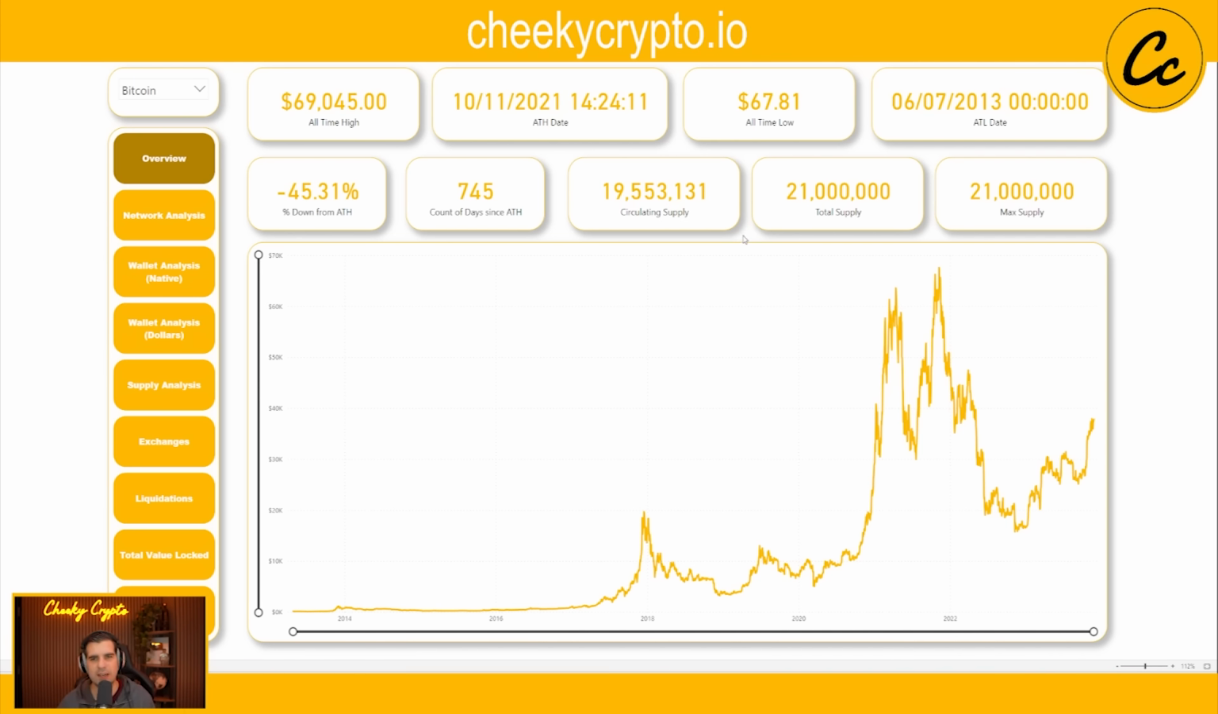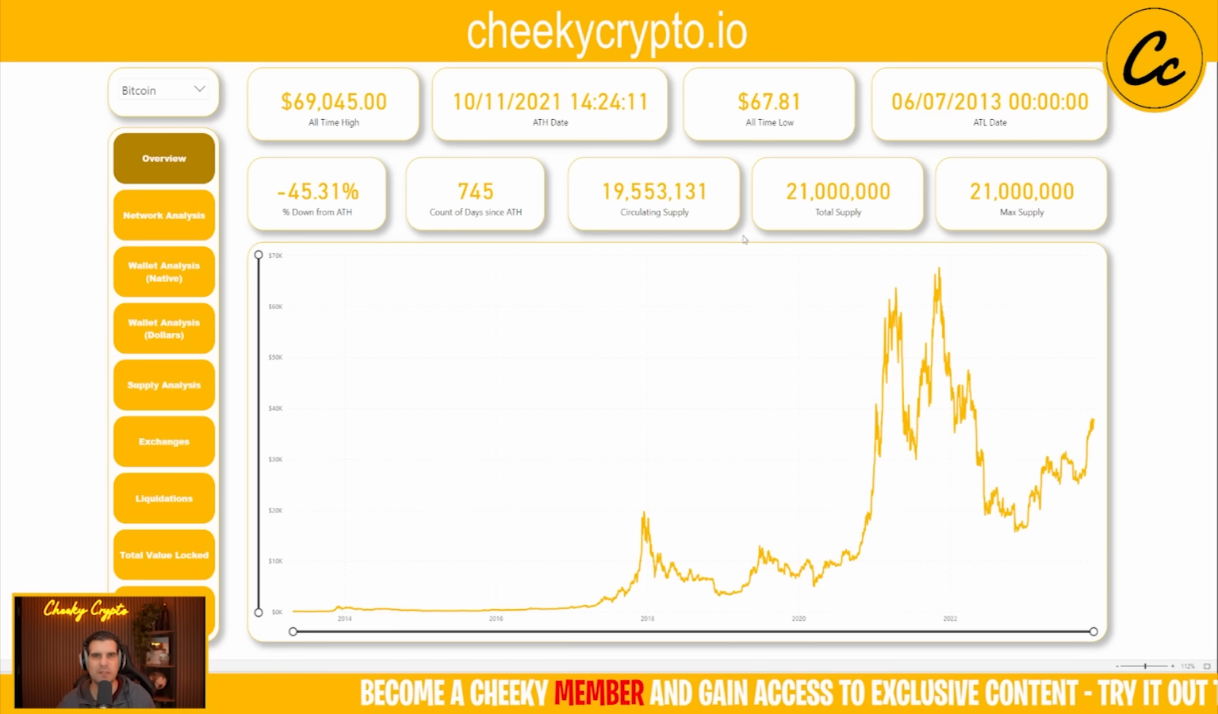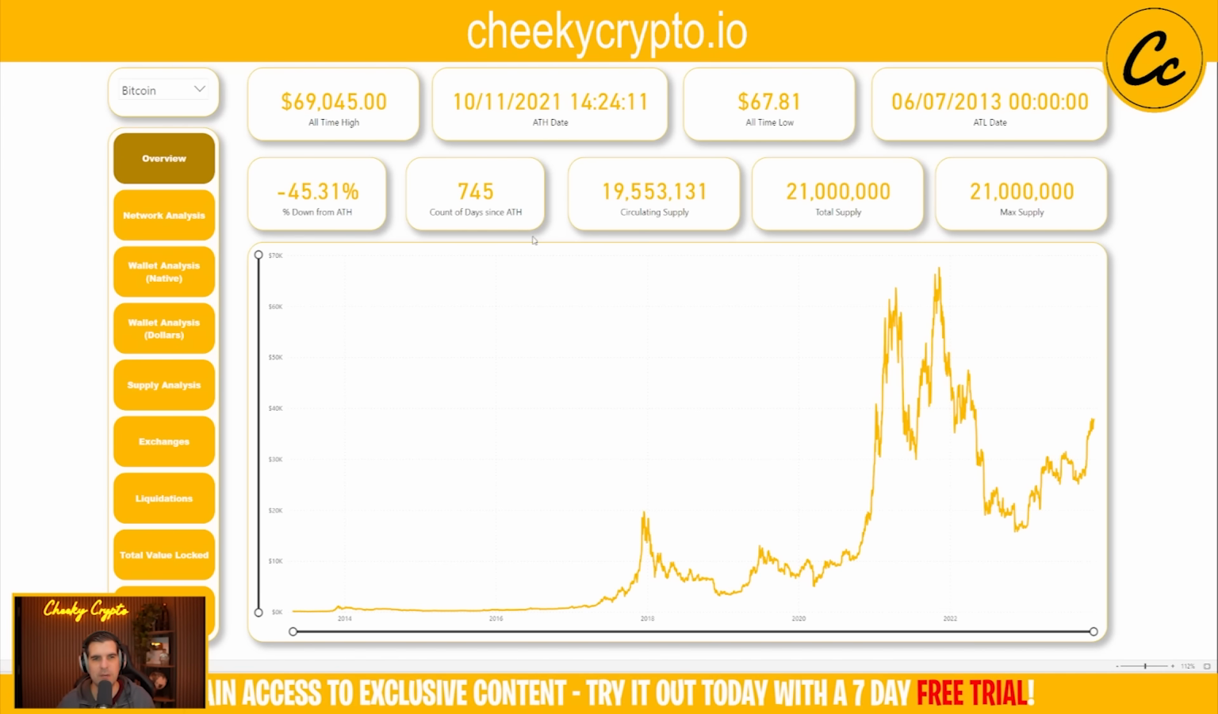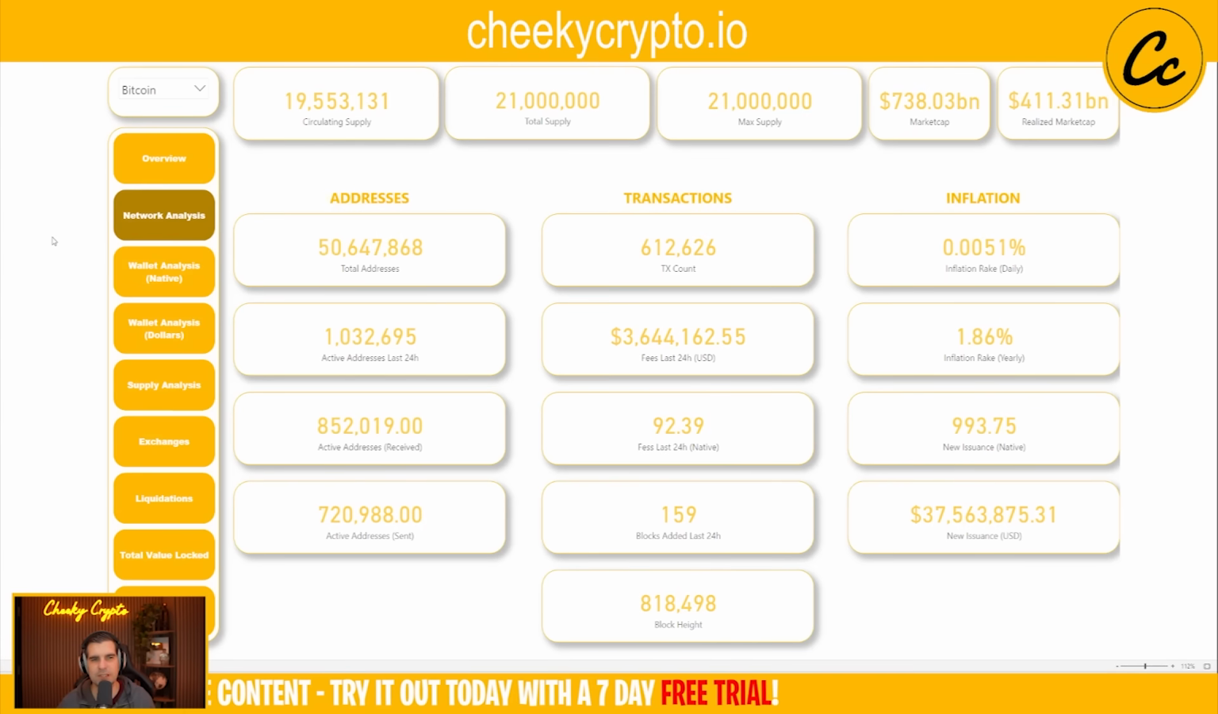But ultimately here, we want to be aware that a Bitcoin halving event may actually negatively impact price if a Bitcoin spot ETF has not been approved or issued by that point. We need to see that increase in demand if we want to sustain a good sizable price on Bitcoin. Okay, let's take this over into the network analysis.